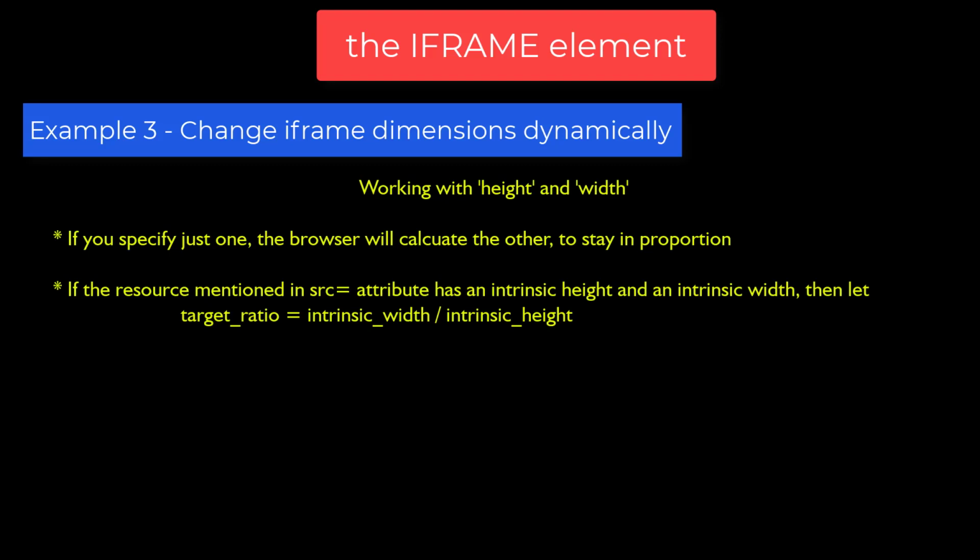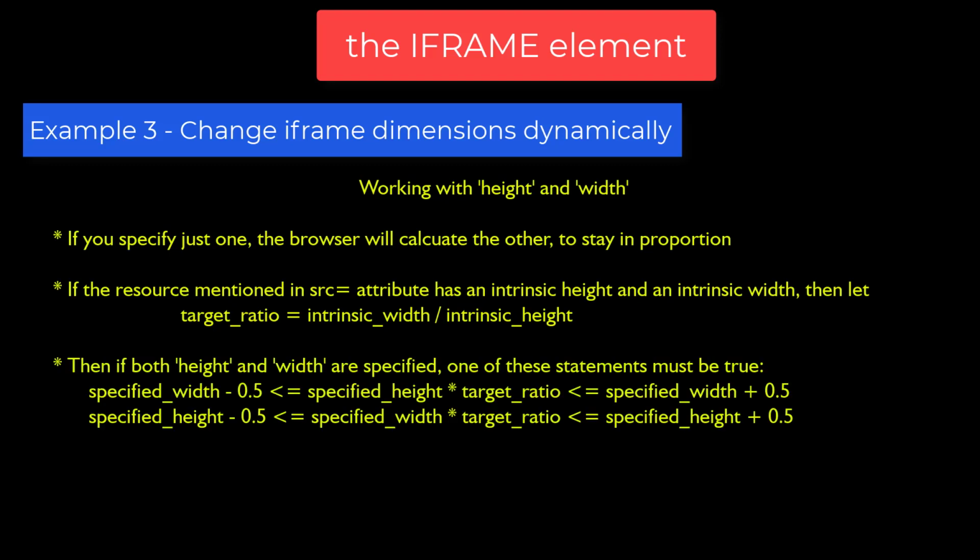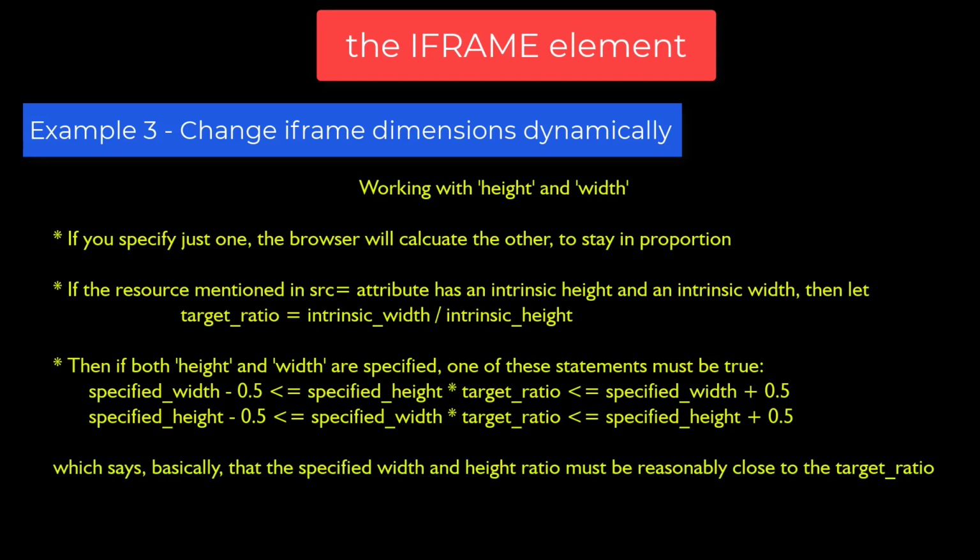If the resource mentioned in the source equal attribute has an intrinsic height and intrinsic width, then let target ratio equal intrinsic width divided by intrinsic height. Now, if both height and width are specified, then one of these statements must be true. I'm not going to read them out to you. You can see them. They basically say that the specified width and height ratio must be reasonably close to the target ratio. This prevents or minimizes distortion.